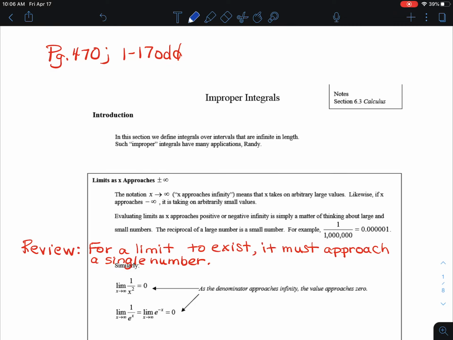All right. Hi, everybody. We are going to start section 6.3, which is going to be the last section that we're going to cover in chapter 6. This is going to take kind of a different turn from what we've been doing. We've been exploring different ways to integrate.